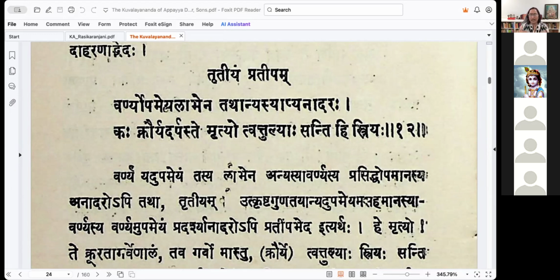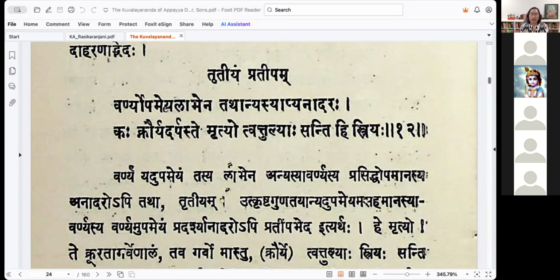But where does it become Pratipa? Pratipa is Vaiparithyam, right? Contradictory. Where does it become contradictory? It becomes contradictory to the earlier example, wherein you said, Alam Garvena Te Vaktra. Oh face, you need not feel very arrogant about yourself, there is the moon also. Here he is going to show an anadara towards the upamanam.